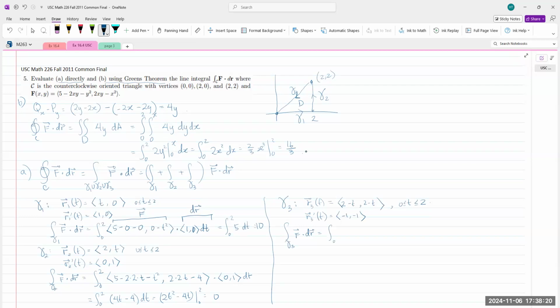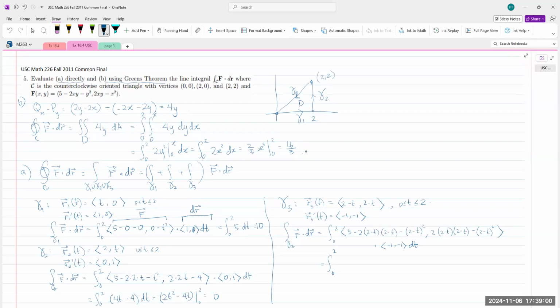And the integral over gamma 3 of F dot dr is the integral from 0 to 2 of (5 minus 2xy minus y squared, 2xy minus x squared) dot dr. Okay, I'm sorry, I need to go to the next line, but it is what it is.